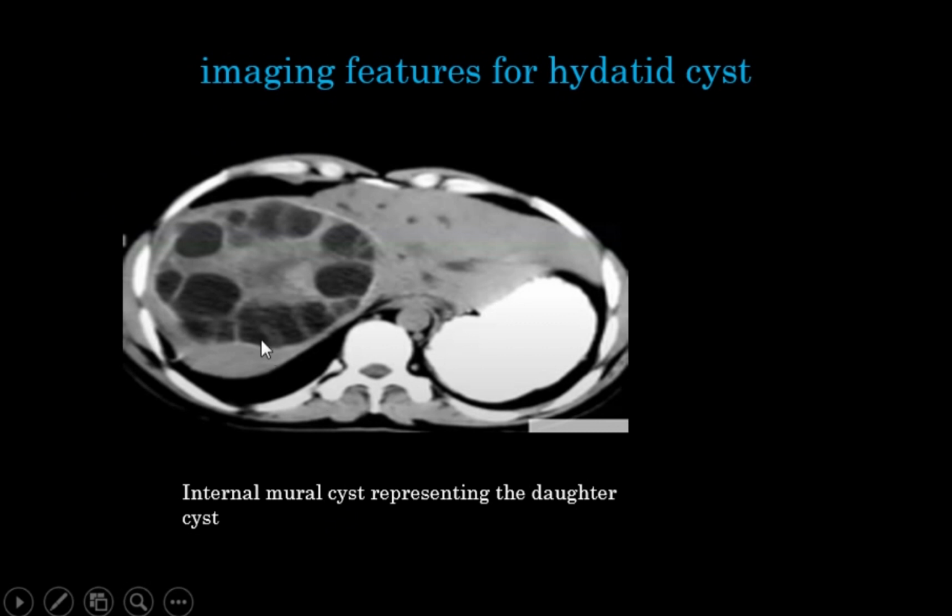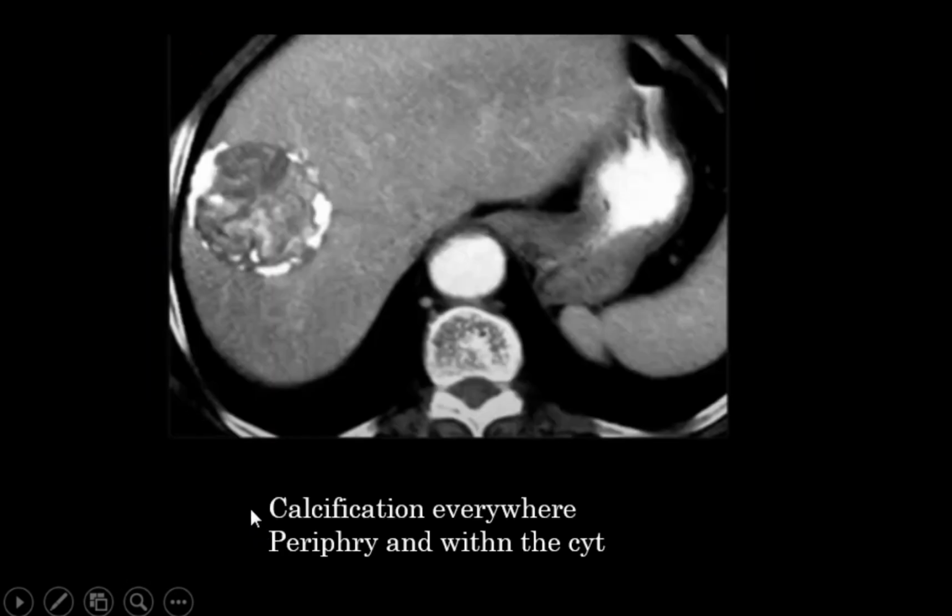These are the daughter cysts. This is CT. It is a large cyst containing smaller cysts. This is the calcification we talked about. No, this is not the calcification we talked about. It's a calcification, but this is in the periphery and in the center. So is this hydatid cyst or not? It's hydatid cyst. The walls are enhancing.